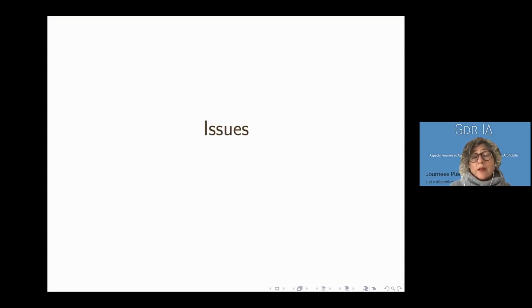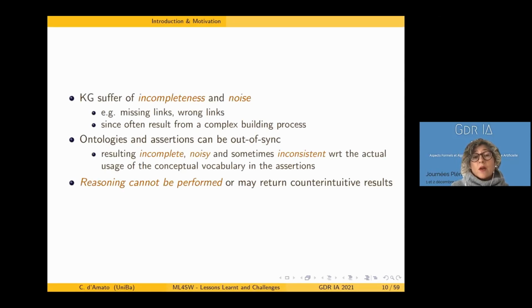In these complex scenarios, of course, issues may arise. For instance, it is quite well known that knowledge graphs suffer from incompleteness and noise because they often come as a result of a complex building process. And because of that, we may find that some links are missing, or on the other hand, there are some links that have been reported within the knowledge graph, but they are actually wrong with respect to the domain of reference.